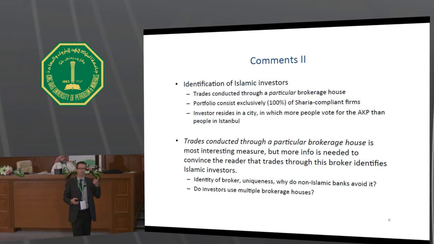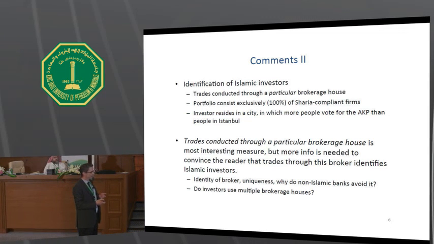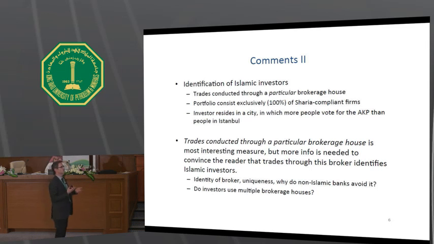Okay? So I think the first identification using this broker is the most interesting one. The paper talks about some particular brokerage house without actually revealing who it is, and I'm wondering, is that a secret, or can that actually be revealed? But more importantly, my question is, is this brokerage house unique? If it's not unique, then of course you need to add other brokerage houses to your sample to make this identification clear.